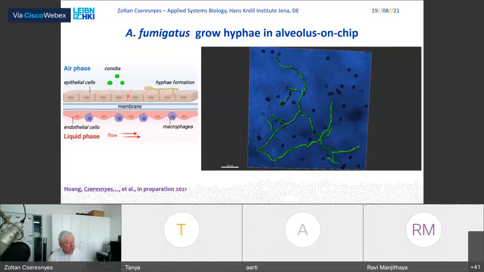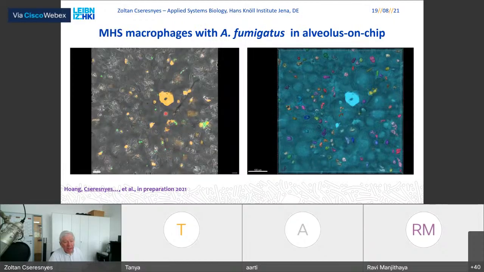For example, in the lung, you breathe in a fungus and they grow. And these hyphae then grow through this tissue into the blood vessel. And once the fungal cells are in the blood vessel, they can spread everywhere in the body with the circulation system. And now you are in big trouble. If your system cannot deal with fungi, then your chance of dying is very, very high.